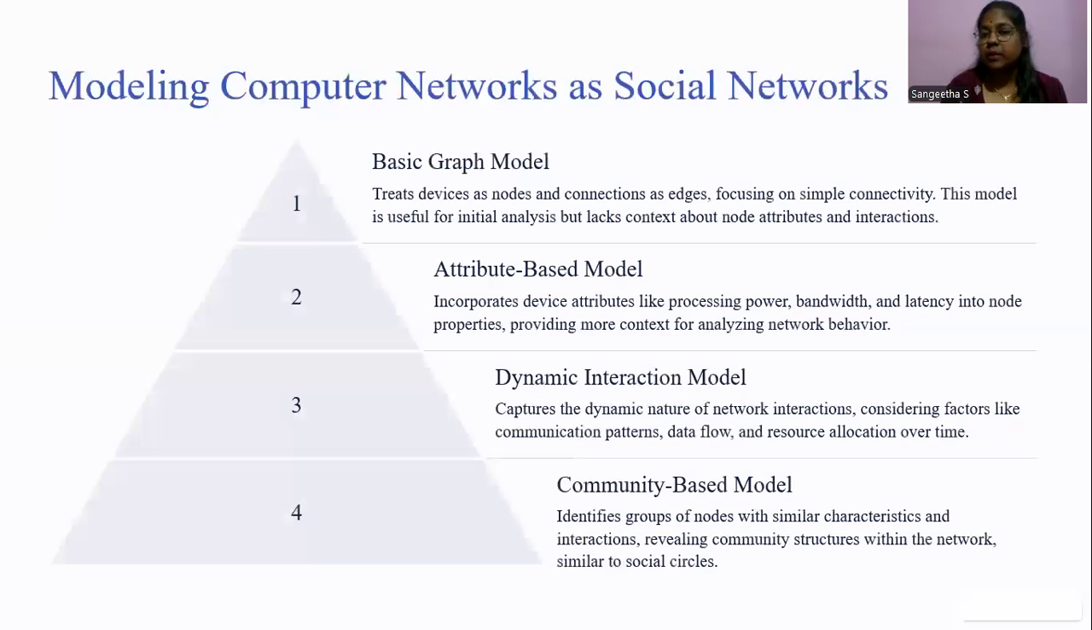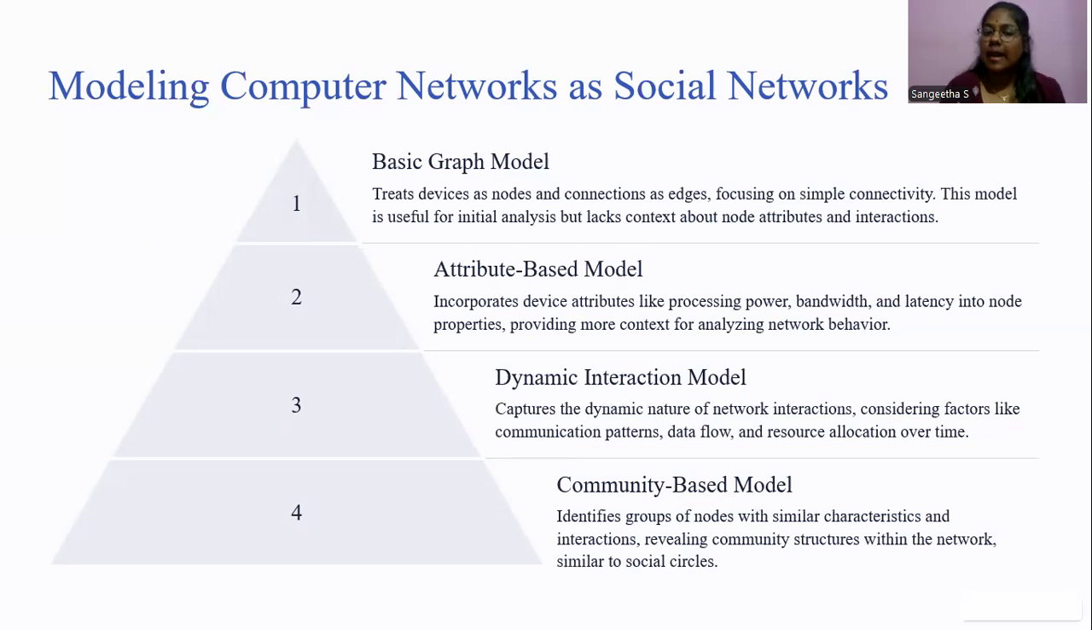Modeling computer networks as social networks. The first thing is the basic graph model. In the basic graph model, we can model computer networks as social networks. It treats devices as nodes and connections as edges, focusing on simple connectivity. This model is useful for initial analysis but lacks context about node attributes and interactions.